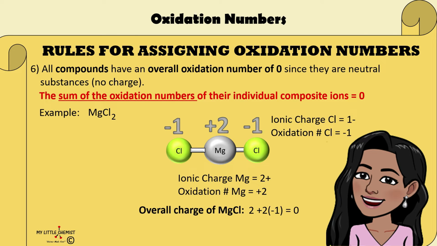In this example, we're using magnesium chloride. Notice there are 2 chloride ions with an oxidation number of -1 and 1 magnesium ion with an oxidation number of +2. To calculate the overall charge of magnesium chloride, we add the oxidation numbers of the individual composite ions, which is 2 plus 2 times -1 since there are 2 chloride ions, and that equals 0.